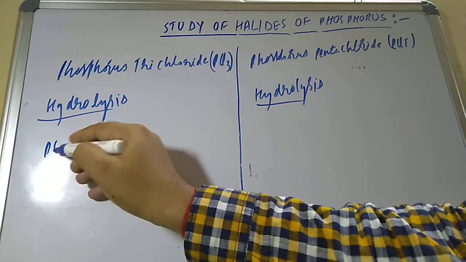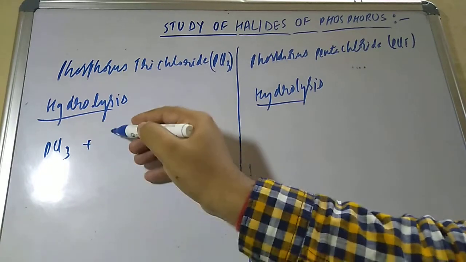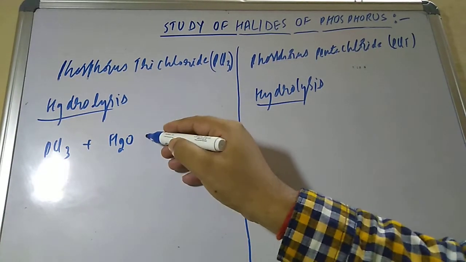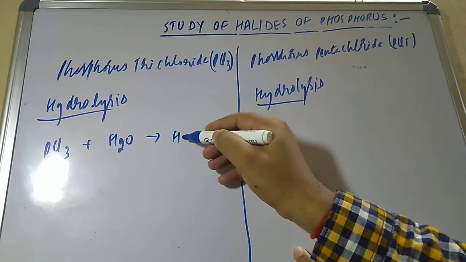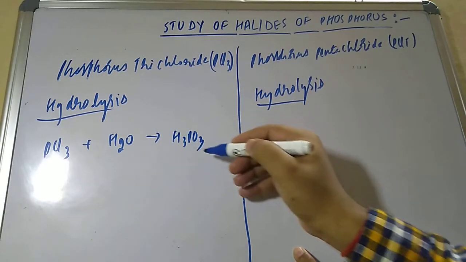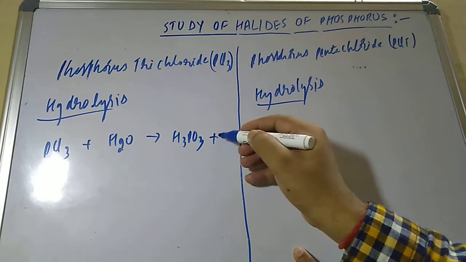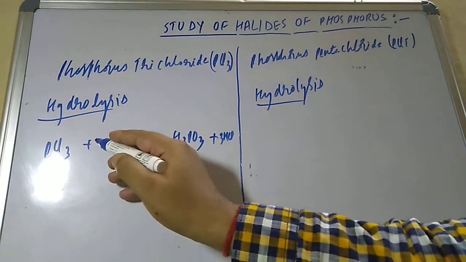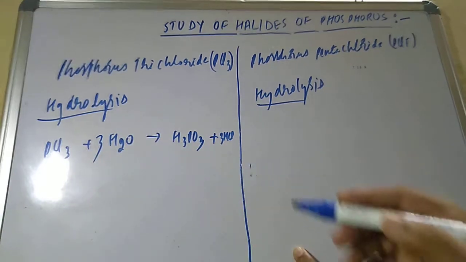So if you take PCl3 and treat it with water, what is there? H3PO3, phosphorus acid, H3PO3 plus it will give 3HCl. You can balance it out. Here 3 moles of water are taken, so it is balanced.